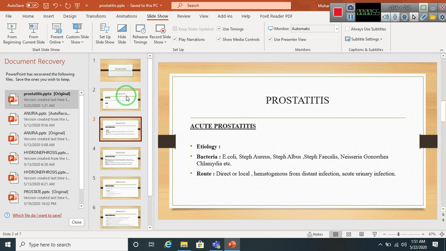Acute prostatitis etiology. The etiology is bacterial mostly. Bacteria may be E. coli, Staph aureus, Staph albus, Staph faecalis, Neisseria gonorrhoeae, chlamydia, etc. The route of infection is direct from the neighboring structures or the local structures, and hematogenous. Hematogenous means through the blood from distant organs. That may be nearby organs or it may be distant organs. And thirdly, it may be secondary to acute urinary infection.